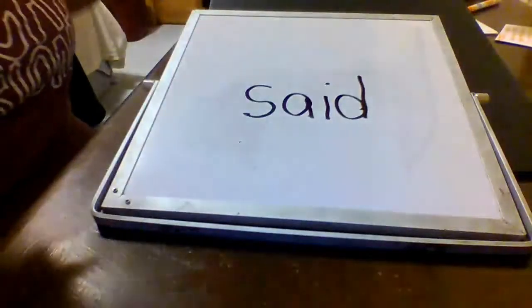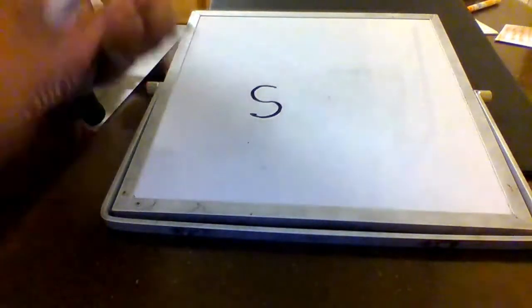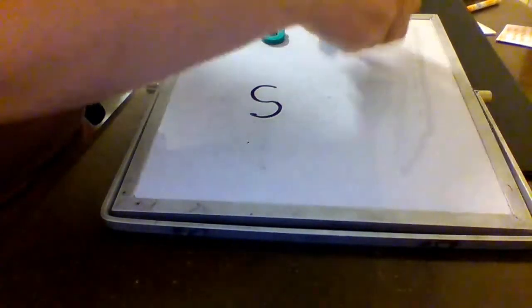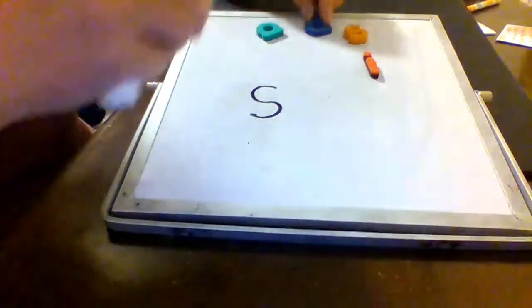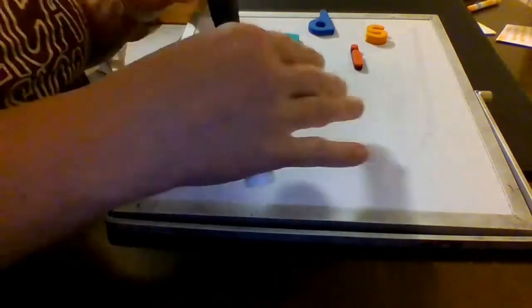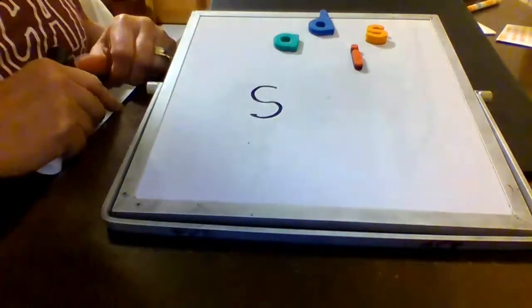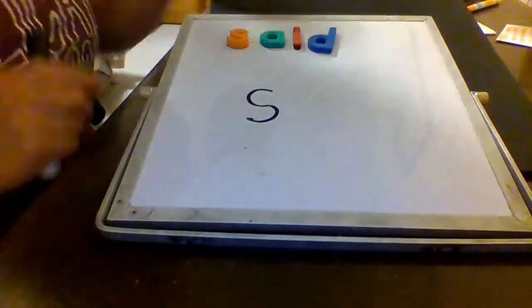This is what we hope to see. But say they do this and they stop. I might say, here are the letters. Which letter comes next? And if they can't come up with it or they come up with the wrong one, I can give them the model again.